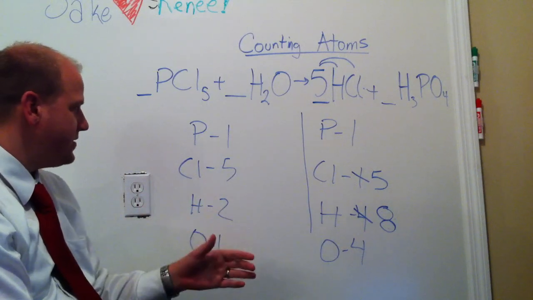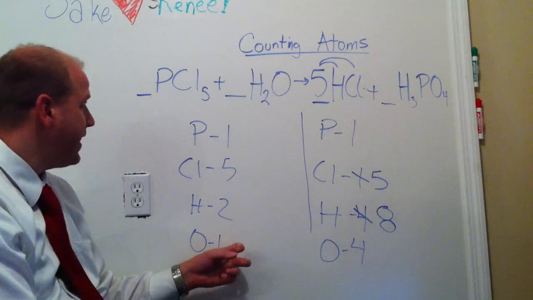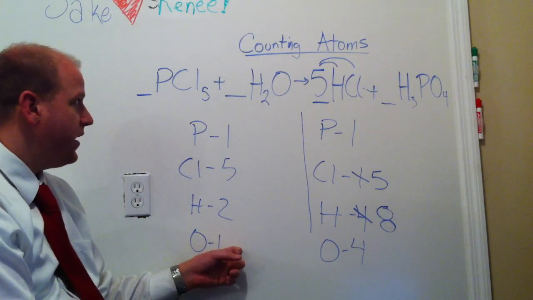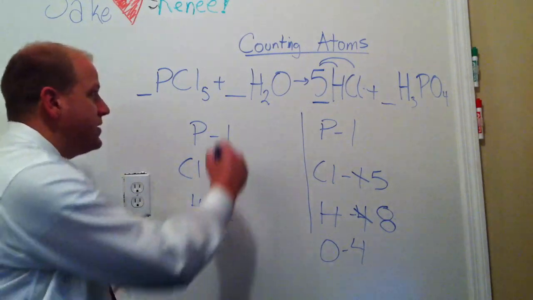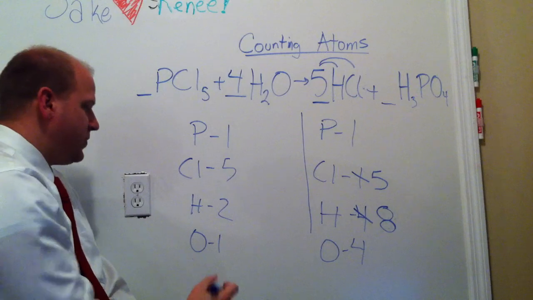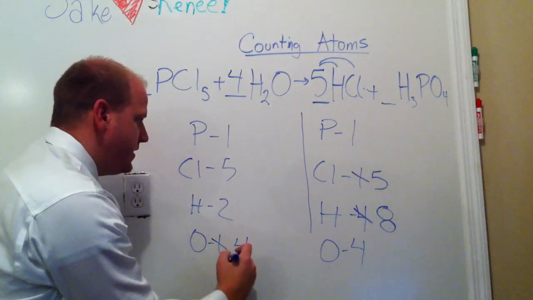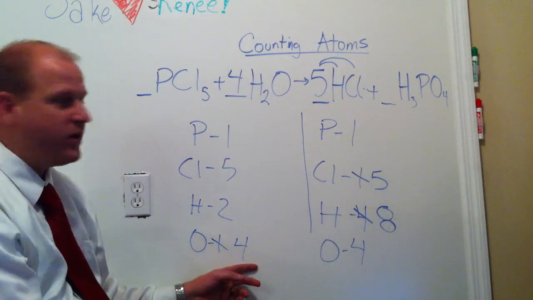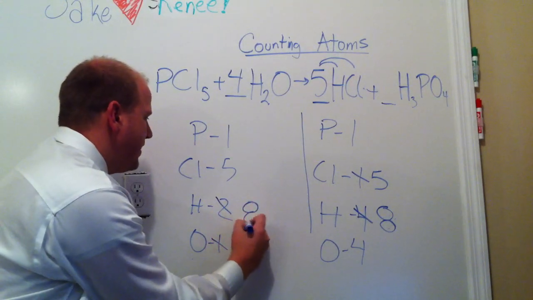Alright, so now we have 8 hydrogen. Then I'm going to go to my next easiest one. These are both pretty easy, but I'm going to stick with my ones. I've got 1 oxygen on my reactant side. I've got 4 on my product side. So let's go ahead and find the oxygen. There it is. I'm going to multiply it by 4. Whenever I multiply it by 4, that's going to change this to 4 oxygen. It's going to change my hydrogen to 8.